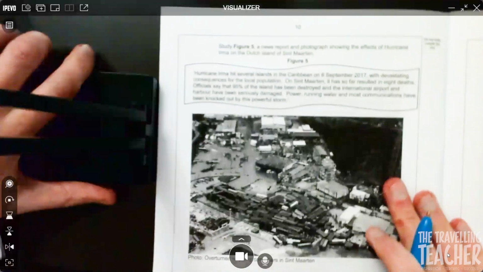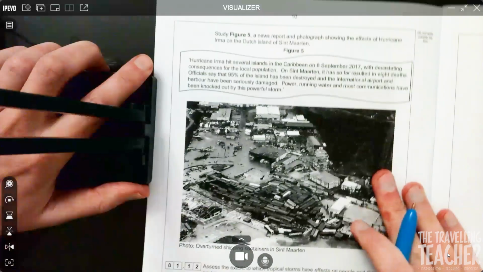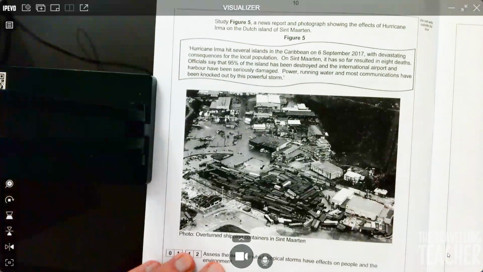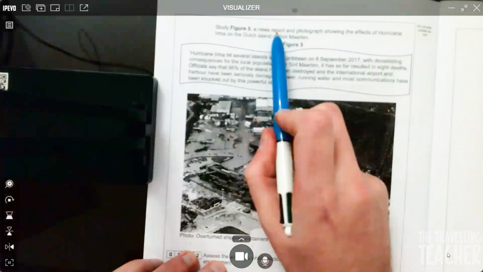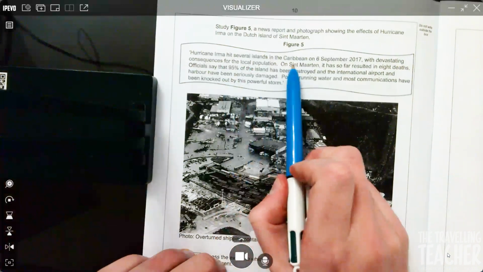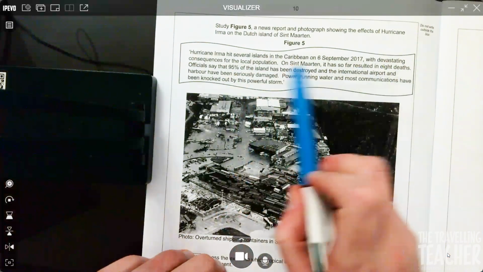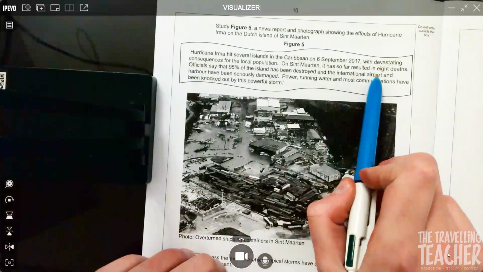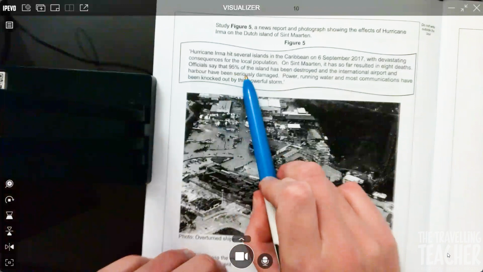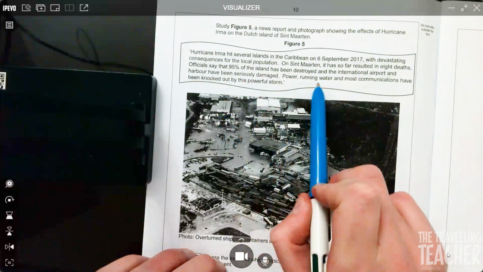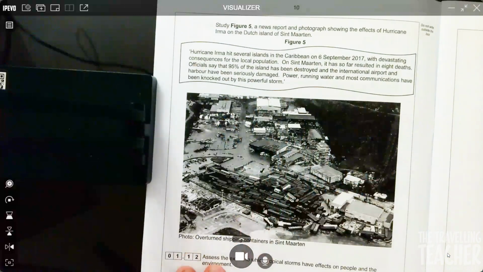Right, big question, guys, this one. So here we're going to take a little bit of time together on this particular figure because we are going to have to refer to this most certainly. So study figure 5, a news report and photographs showing the effects of Hurricane Irma on the Dutch island of St. Martin. Figure 5. Hurricane Irma hit several islands in the Caribbean on 6th of September 2017 with devastating consequences for the local population. On St. Martin, it has so far resulted in 8 deaths. Officials say that 95% of the island has been destroyed and the international airport and harbour have been seriously damaged. Power, running water and most communications have been knocked out by this powerful storm.